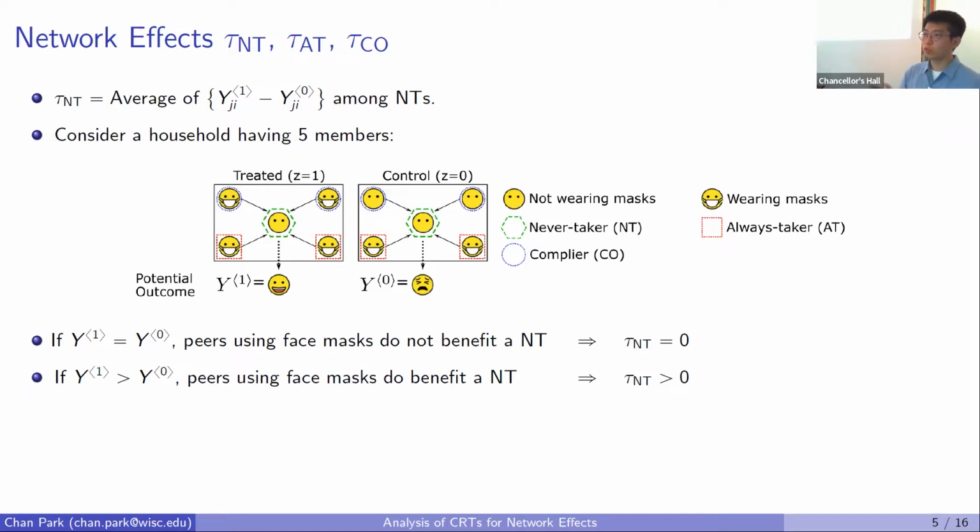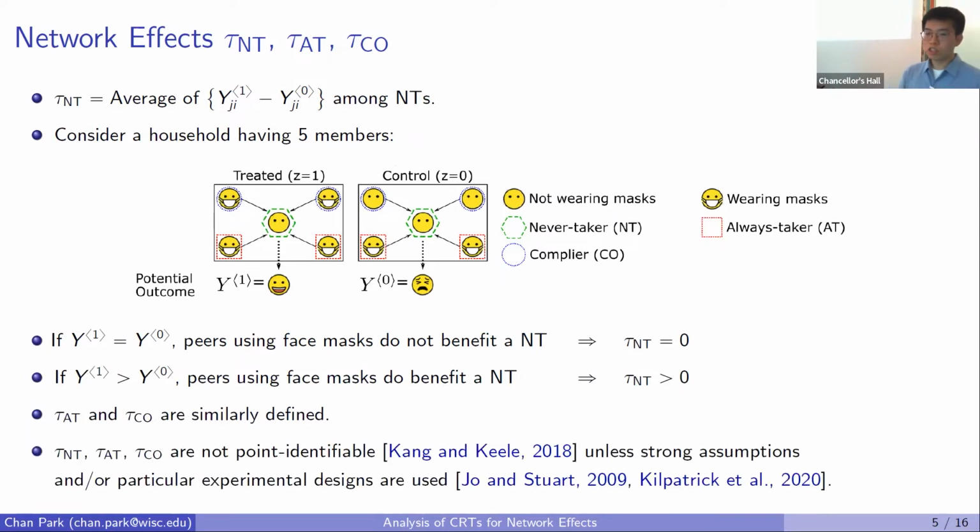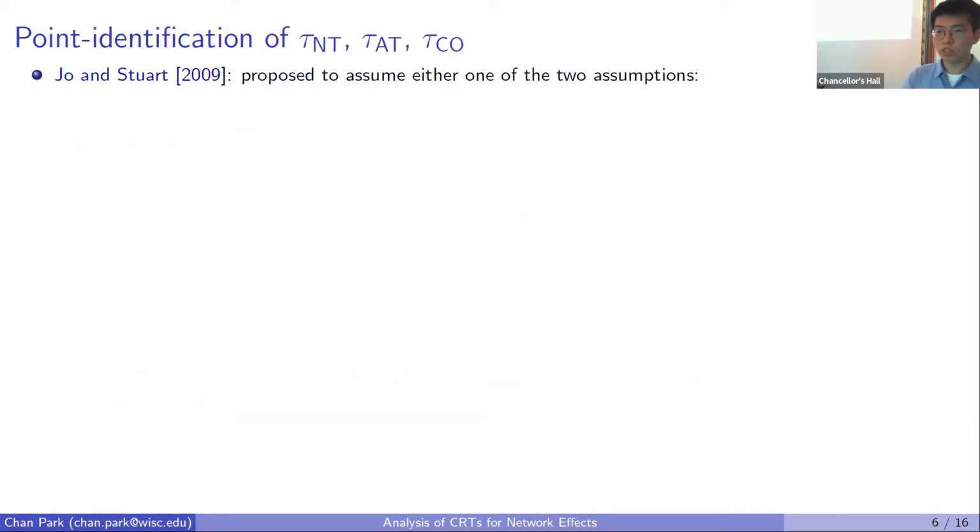And as a result, there's a positive effect among never takers. We can similarly define the effect among always takers and compliers. However, as I mentioned, these effects are not point identifiable unless we make strong assumptions and/or particular experimental designs are used. So I'm going to give you the rough idea why these assumptions are not plausible to analyze the Hong Kong study. Zhou and Stewart proposed to assume either one of the following two assumptions.